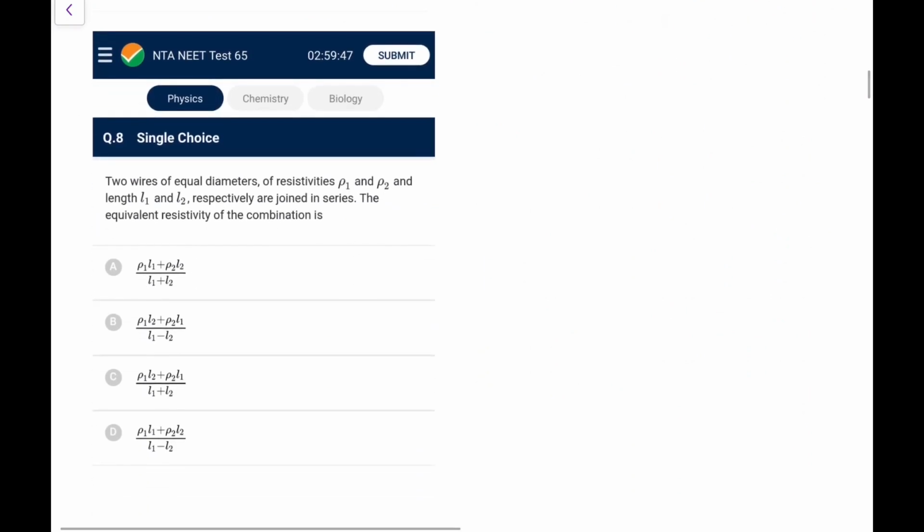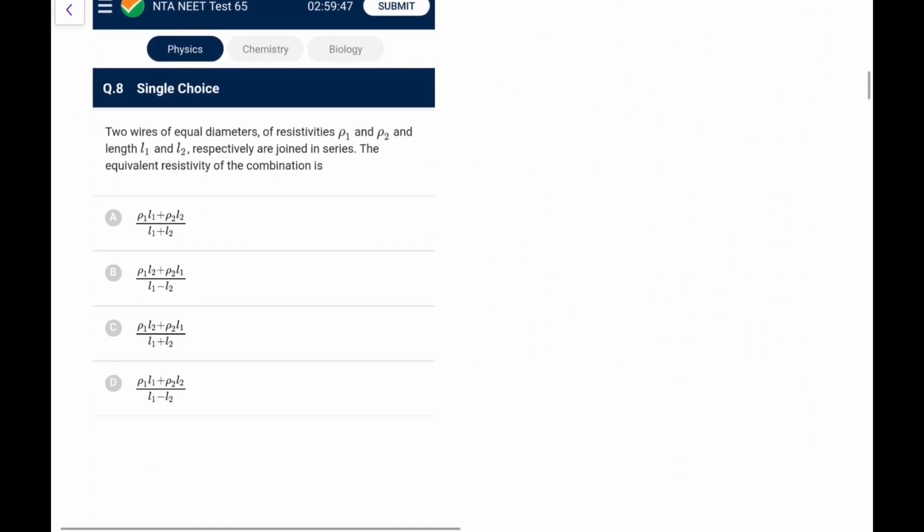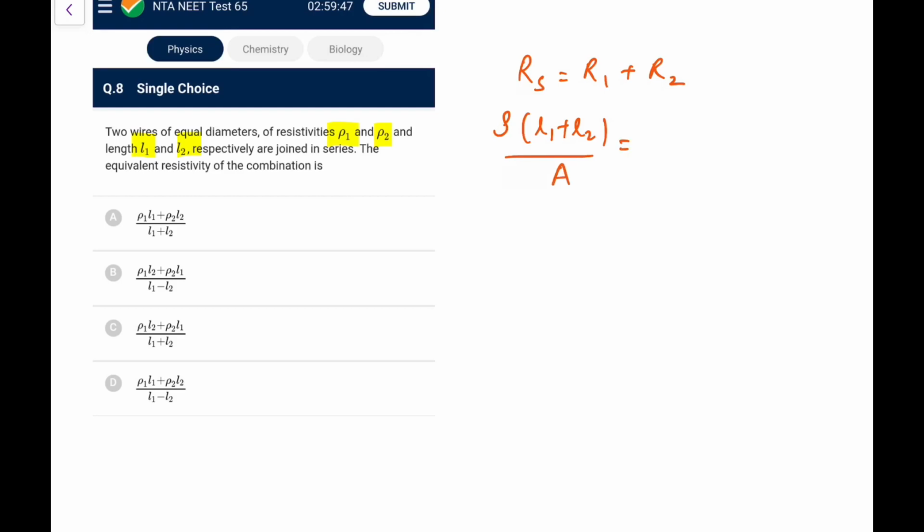Next, 2 wires of equal diameters with resistivities rho 1, rho 2 and lengths L1, L2 are joined in series. The equivalent resistivity of the combination is. So area is same, so resistance in series is R1 plus R2. So this would be equivalent rho into length, which will be L1 plus L2 upon area, which remains the same A. Here it is rho 1 L1 by A plus rho 2 L2 by A. So going by the logic, the rho equivalent is rho 1 L1 plus rho 2 L2 divided by L1 plus L2. So we'll go for option A.